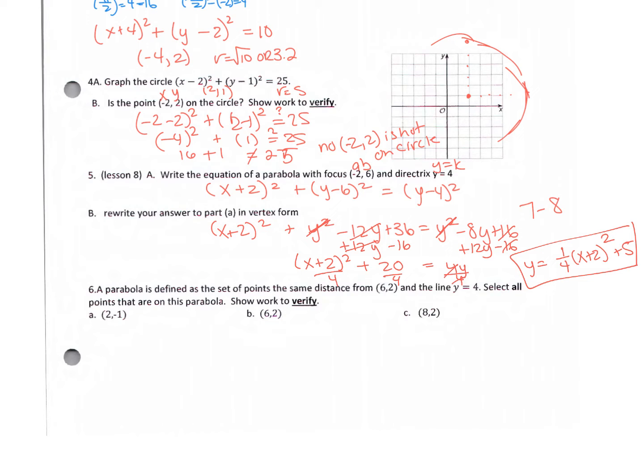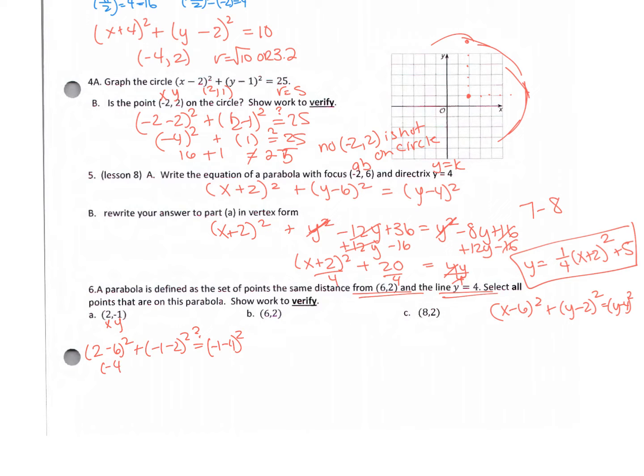So number 6, this is my focus a, b, this is my directrix, so I know the equation of my parabola would be x minus 6 squared plus y minus 2 squared equals y minus 4 squared. So now I'm going to plug in the 2 for my x and the negative 1 for my y. So I get 2 minus 6 squared, and negative 1 minus 2 squared. And I'm trying to see if that equals negative 1 minus 4 squared. If it does, then 2, negative 1 is on my parabola. If it does not, then no, it is not on my parabola.